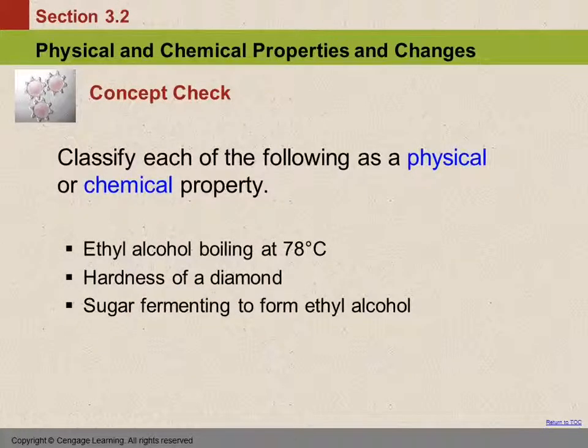So let's look at some examples. Classify each of these as a physical or a chemical property. And what you have to do when you're doing an exercise like this is ask yourself, well, is the substance changed by doing that? Ethyl alcohol boiling at 78 degrees Celsius. Does that cause the alcohol to change what it is? No, it doesn't. So maybe that's not obvious to you.